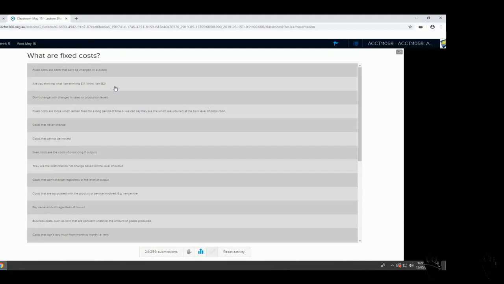So fixed costs remain the same regardless. It's not just over a long period of time. Period of time is irrelevant. Fixed costs change over time. I think, like petrol, the petrol costs might change over time. All sorts of costs can change due to inflation and other things, but it's whether they change with levels of activity.